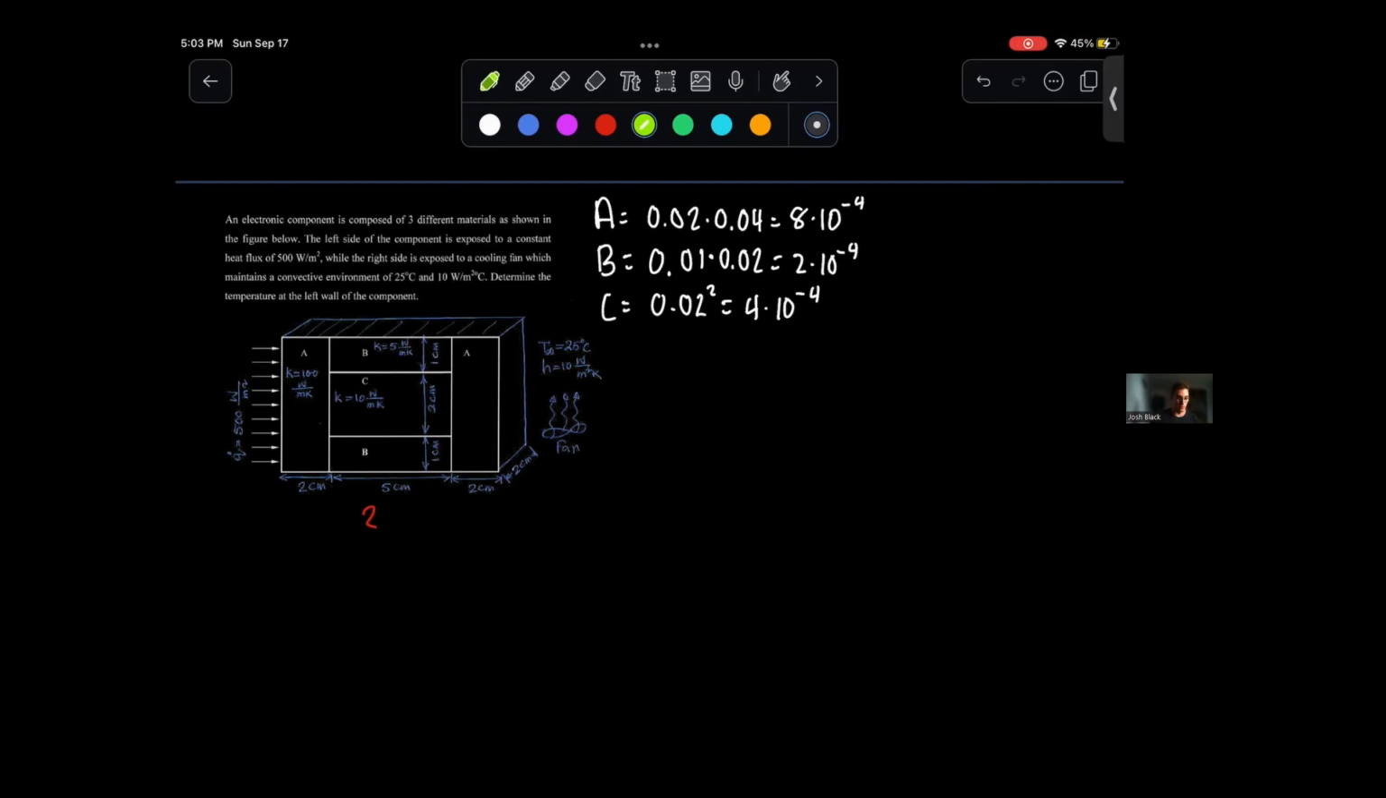Determine the temperature of the left wall component. All right. We know what T2 is. We don't know what T1 is. Let's think. RT, the total resistance, is equal to delta T divided by Q. Okay. So we know that delta T is equal to RT times Q. But what is delta T?